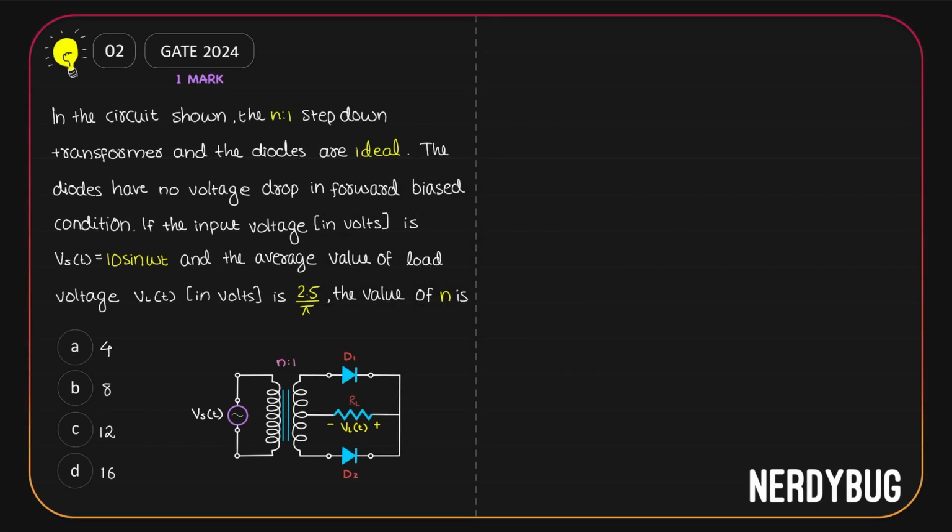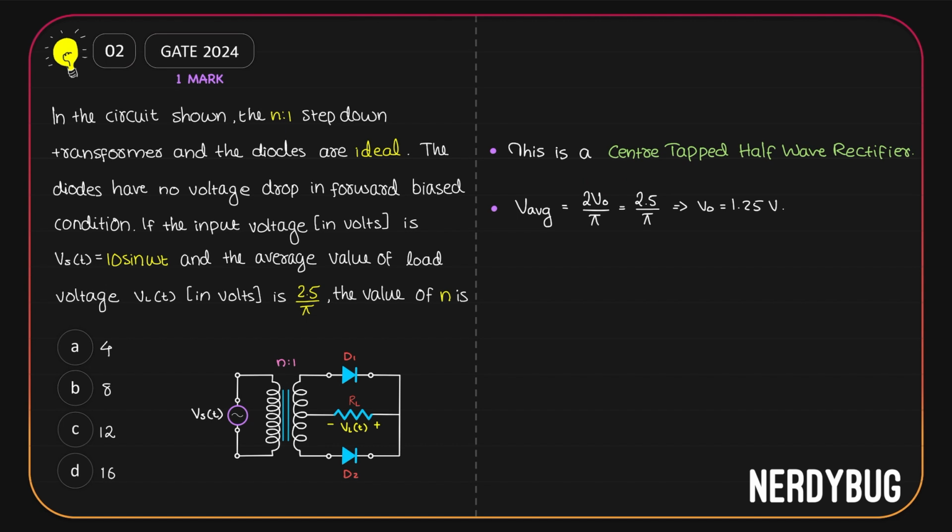This is a very simple question once you recognize the circuit. What we have over here is a center tapped half-wave rectifier. And the average value of the output of a center tapped half-wave rectifier is 2V0 divided by pi, V0 being the maximum value. In the question it is given that the average value is 2.5 divided by pi. So 2V0 by pi is actually 2.5 divided by pi, which means V0 has to be 1.25 volt.